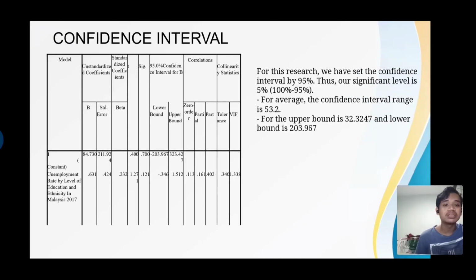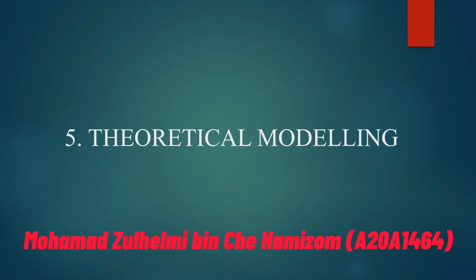This is a table, confidence interval. For this research, we have set the confidence interval at 95%. Thus, our significance level is 5%, 100% minus 95%. For average, the confidence interval range is 53.2. The upper bound is 32.3247 and the lower bound is 2003.967. I will continue the presentation about this topic, theoretical modeling.